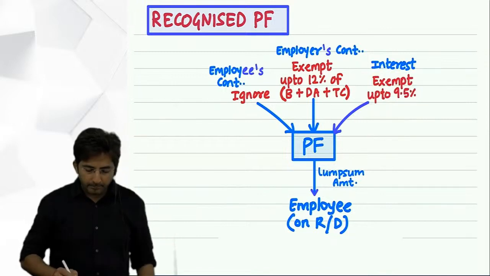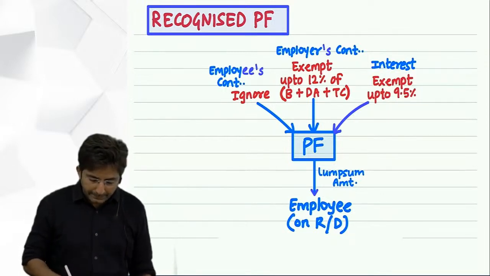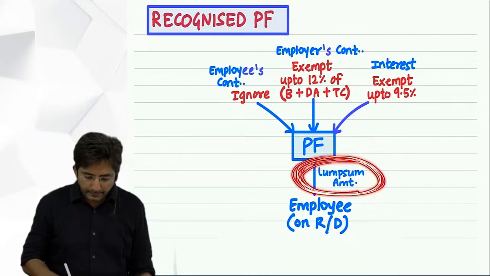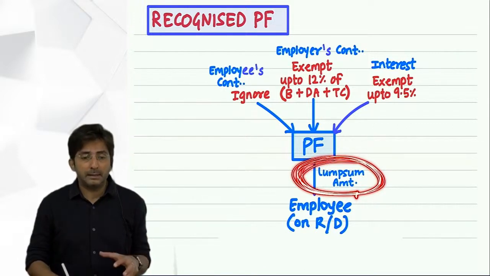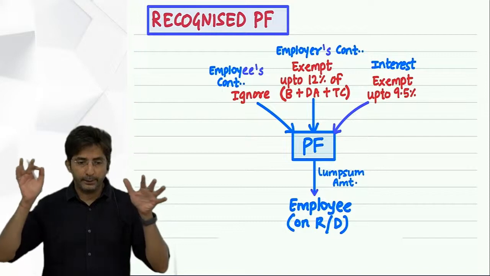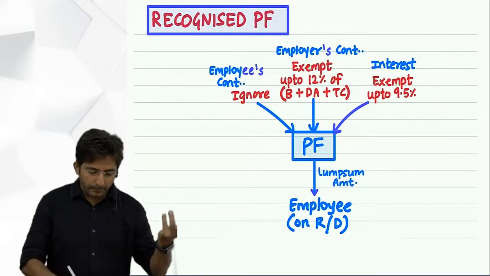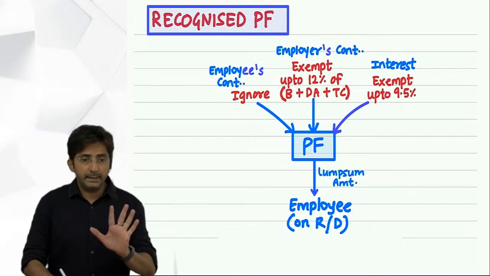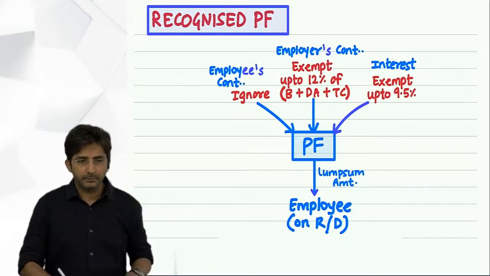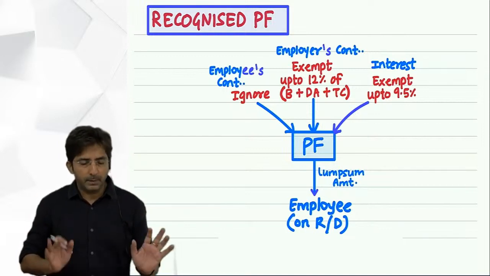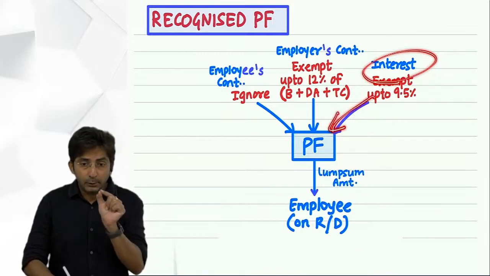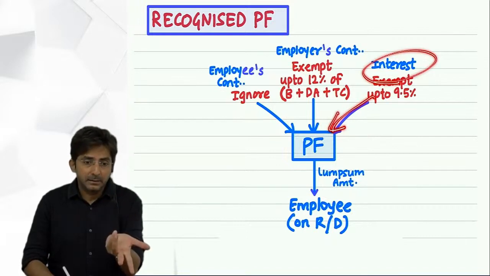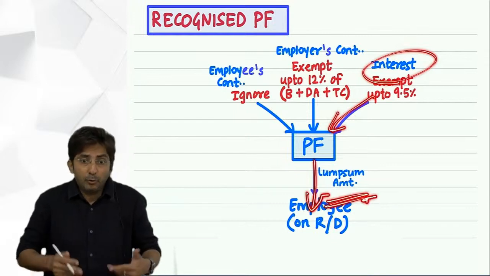Then at the end, when you get the lump sum amount, it will be fully exempt. Right now, don't say it will be partly exempt, partly taxable, because whatever tax the government wanted to levy, they have levied at the time of depositing in the provident fund. For example, imagine every year you are getting interest of 10% on provident fund. Out of 10%, only 9.5% is exempt. So the balance 0.5% has already been taxed. So obviously at the end, when you receive the lump sum amount, it cannot be taxed again. It will amount to double tax.